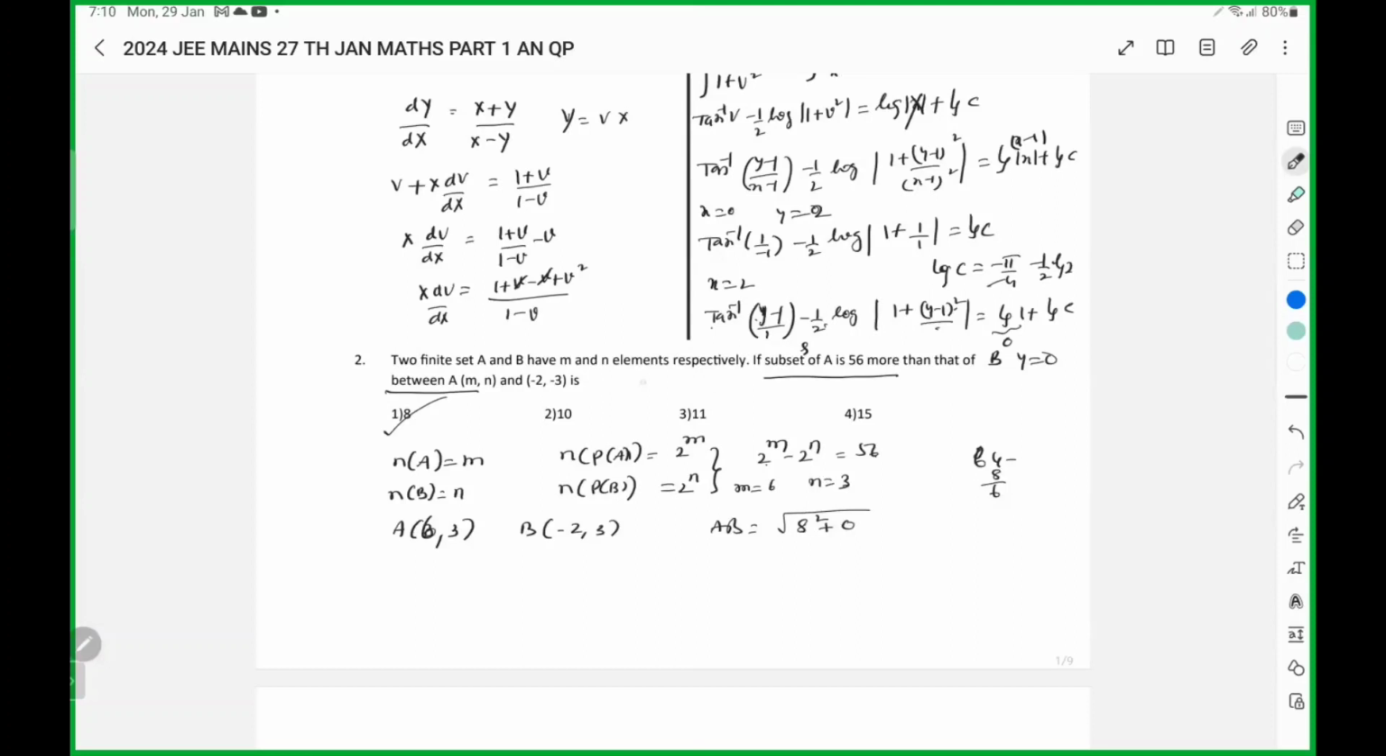So A, m, n are such that subsets of A are 54 more than those of B, then find the question, which is 2m plus n. Okay, one minute. 2m plus n will be, m here is 6, plus 3, that is 15.